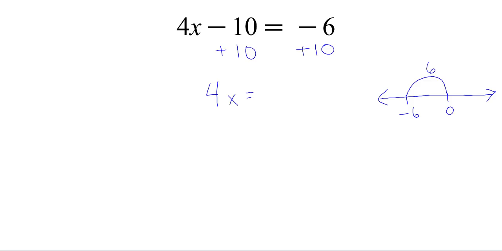And if we're adding 10, and we've only added 6 to get to 0, we're going to have to add another 4 to get ourselves all the way with the +10. So 4x is equal to 4.